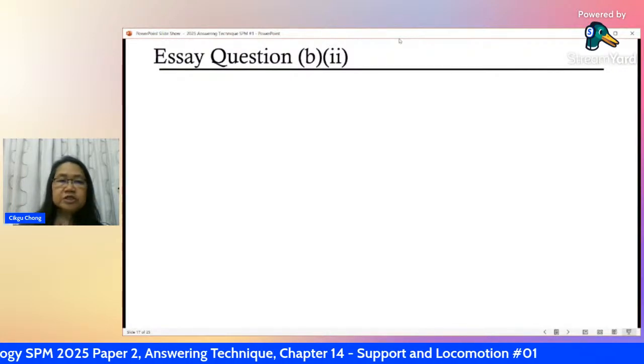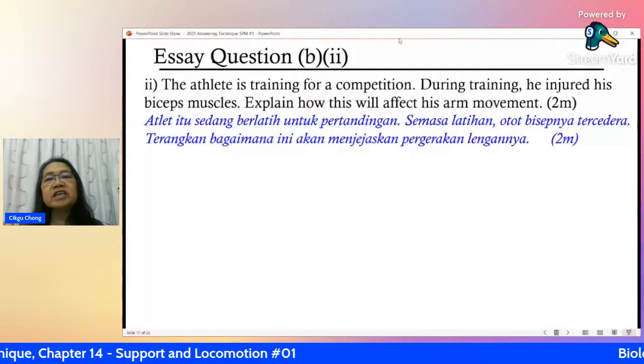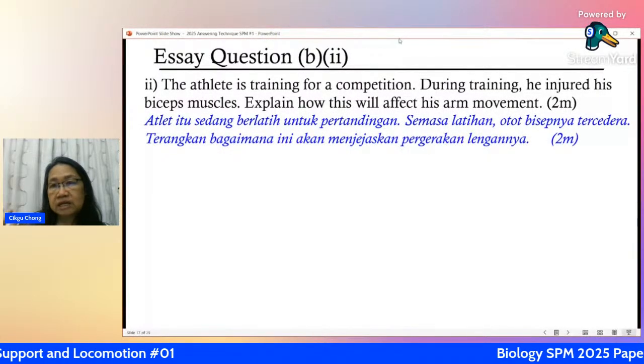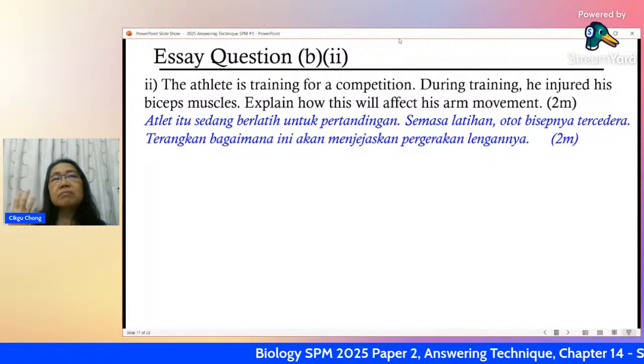Now, second part of the question. An athlete is training for competition, right? During training, he injured his bicep muscle. So how does this affect his arm movement? So now the bicep is injured.